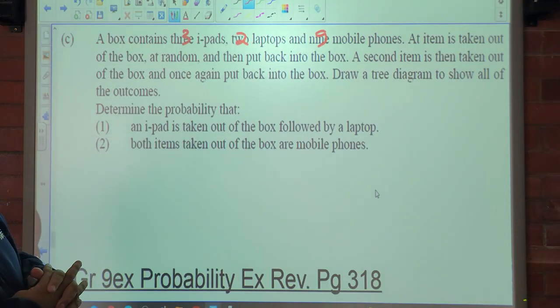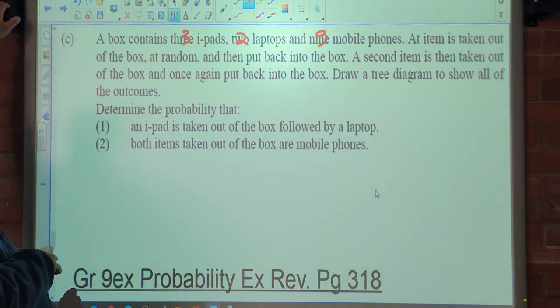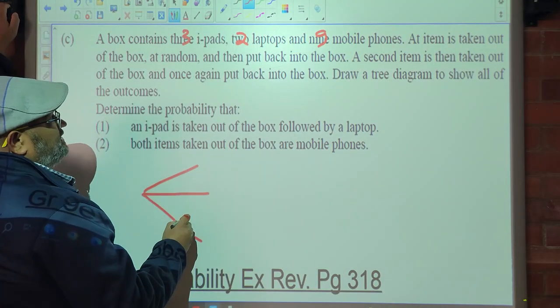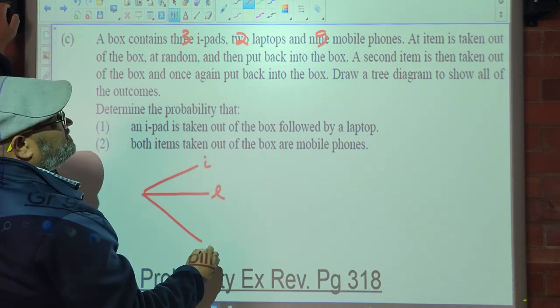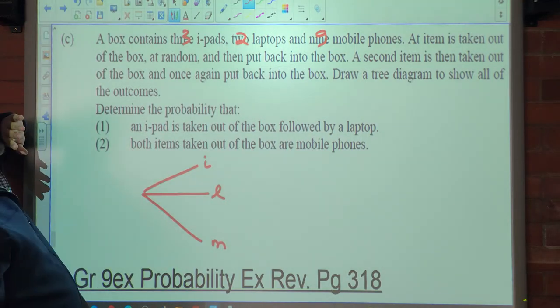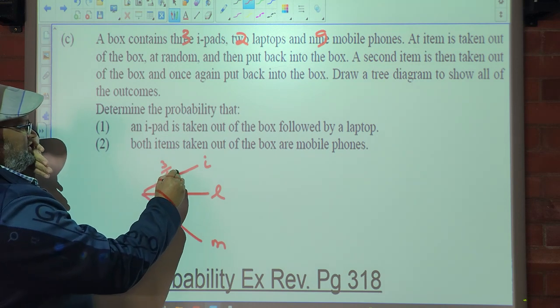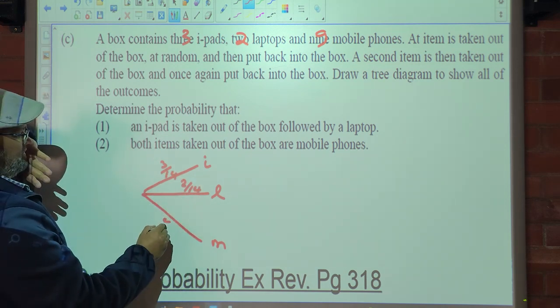So how many items are there in this box? Sorry? 14. So on your first draw, it could either be an iPad, a laptop, or a mobile phone. What's the chance of you drawing an iPad? 3 out of 14. A laptop? 2 out of 14. A mobile phone?